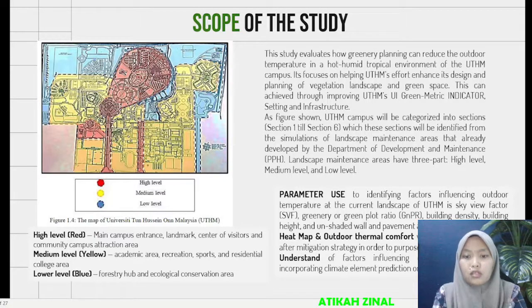The parameters used to identify factors influencing outdoor temperature in the current vegetation landscape are sky view factor, greenery or green plot ratio (GnPR), building density, building height, and unshaded wall and pavement area.